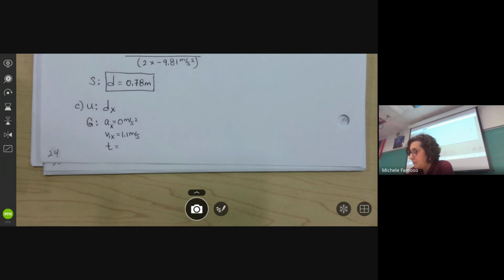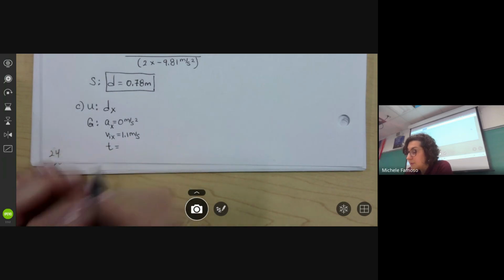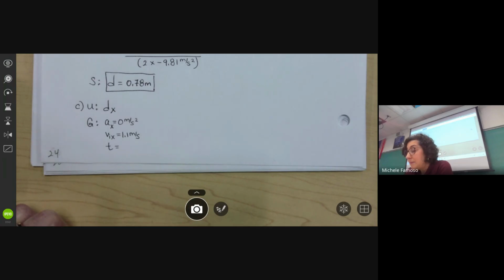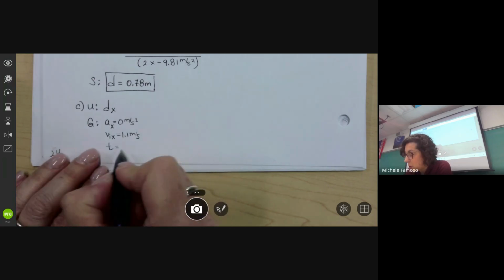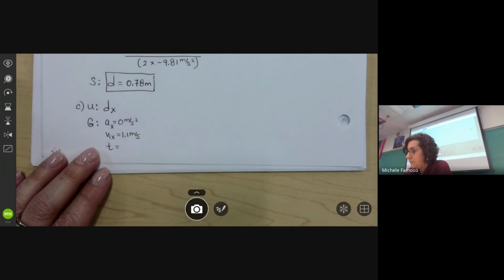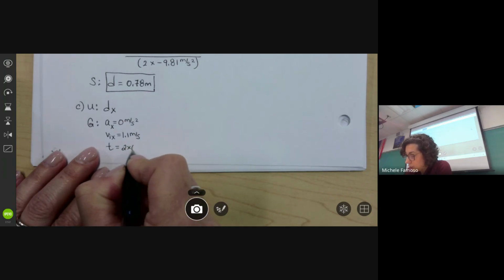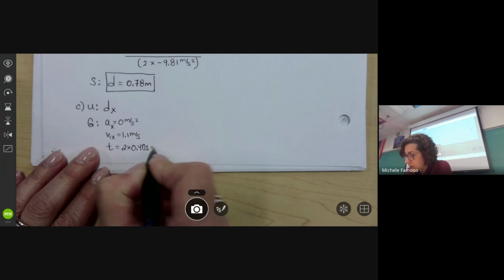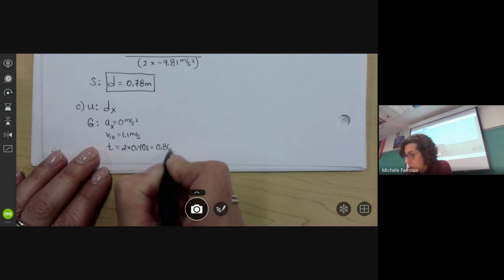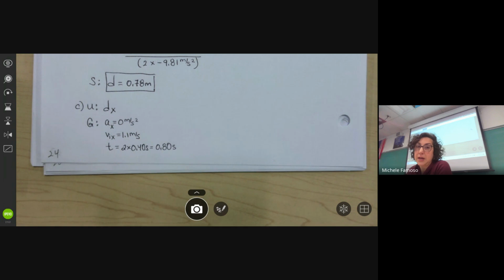Nikolai? 0.8 seconds. So what are you doing to get that? I was trying to get T out by 2. That's right. So 2 times 0.40 seconds, which means the total time is 0.80 seconds. All right, now that you have these givens, the A, the VI, and the total time T, you should be able to find the range.